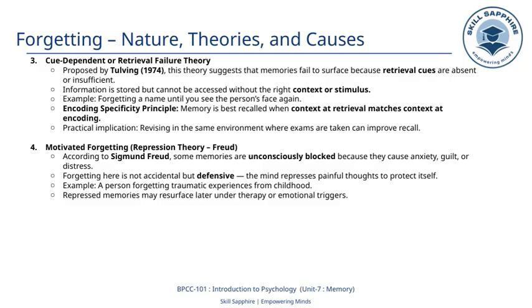So both these theories help us understand different reasons why forgetting happens, whether it's due to missing cues or deliberate repression, and they remind us how complex and adaptive our memory system truly is.